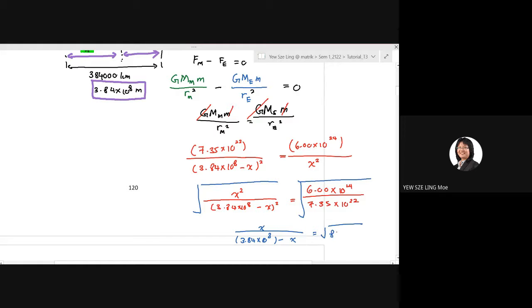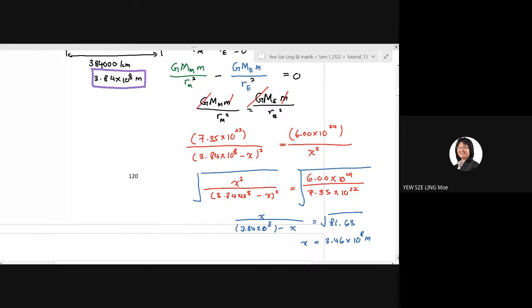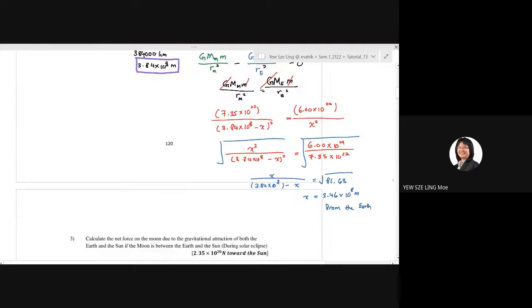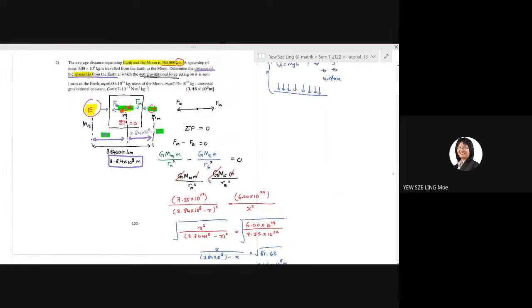So now this is 81.63. Okay, so rearrange the equations, you will obtain x equals to 3.46 times 10 to the power of 8 meter. All right, from the earth, you have to mention it. Okay, from the earth. So kamu kena sebut dari mana. You have to mention this x is from where. Okay, so that is a complete answer for question 2.